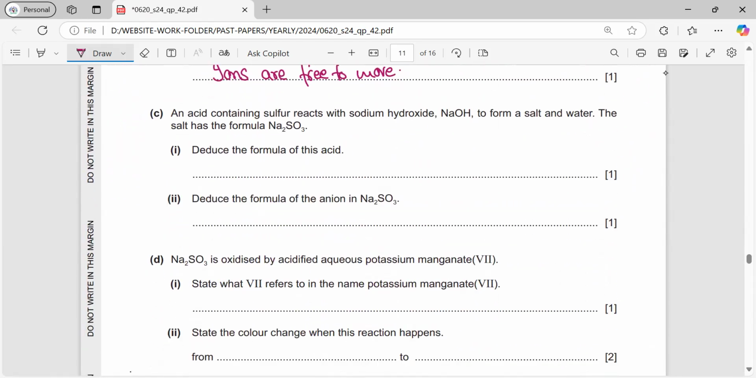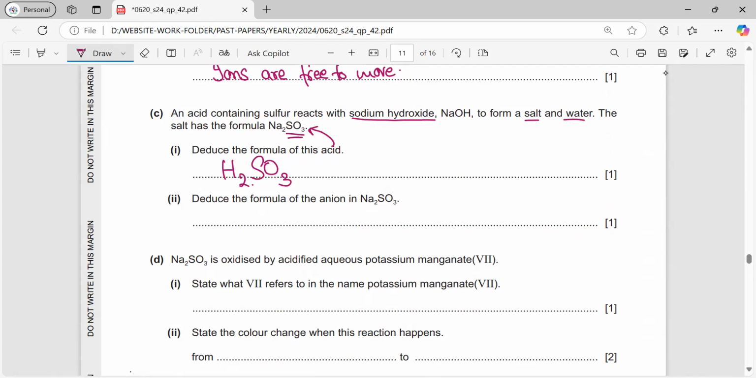An acid containing sulfur reacts with sodium hydroxide to form salt and water, which is a neutralization reaction. The salt has the formula Na2SO3. Deduce the formula of this acid. Now, it is sodium sulfite. It is formed from SO3. So we have to write the formula of an acid. This SO3, the anion part of the salt, comes from the acid. So the acid contains SO3 and all acids contain hydrogen. So it will be H2SO3.